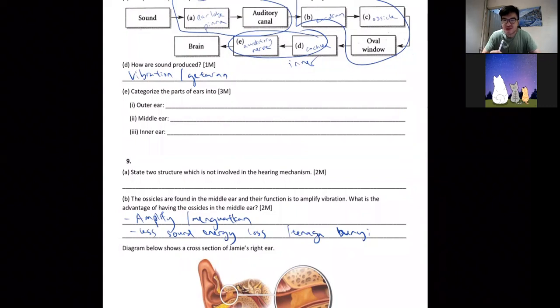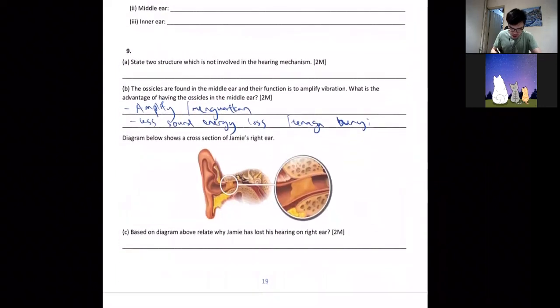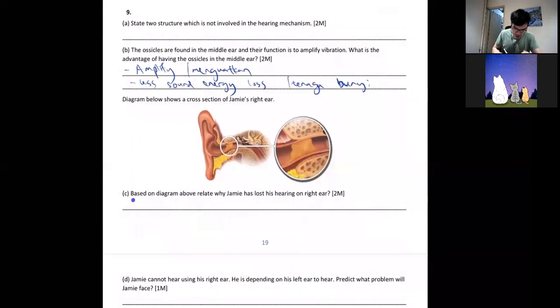This is not a very important question. Next, this is Jamie's right ear. As you can see, there's earwax here. Usually you don't produce that much earwax. If you do produce this much, it usually means you have an underlying problem, usually an infection. You don't just simply produce earwax like crazy. So based on the diagram above, Jamie has lost his hearing in the right ear because of the presence of earwax. This is called lilin telinga, the whole ear yellow-orange color.